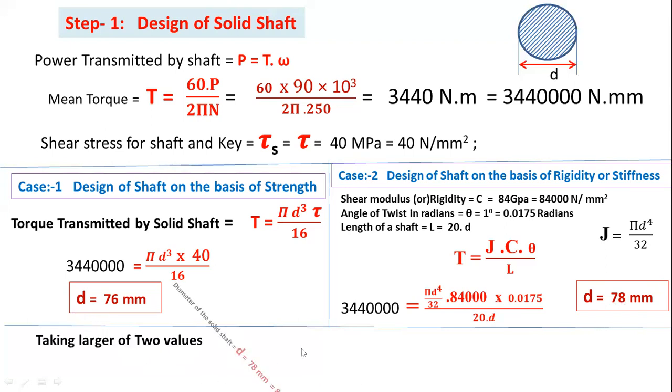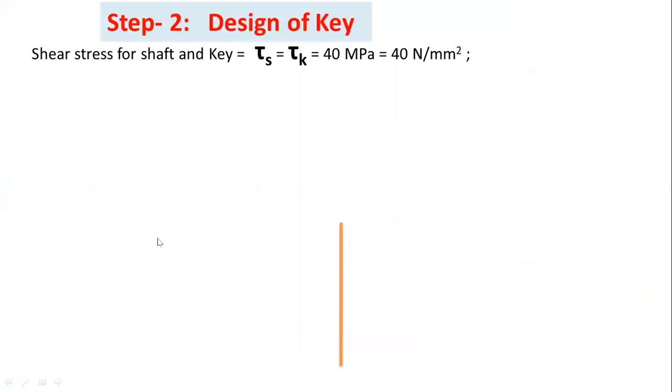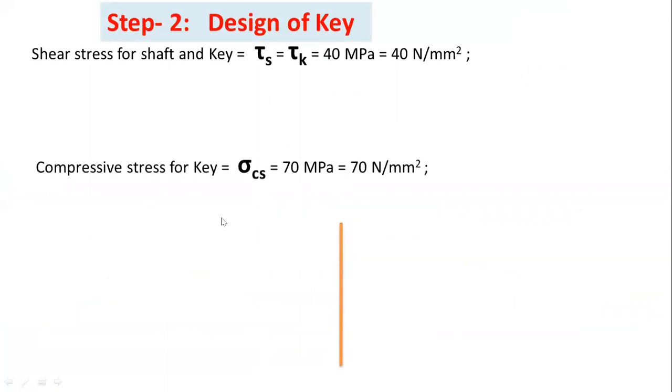So the required or suitable diameter of the shaft is 78 mm, but the standard size is 80 mm. Okay, the standard size of shaft is 80 mm. So you have to consider 80 mm as the required shaft diameter. Okay. In step number 2, you have to design a suitable size of key.